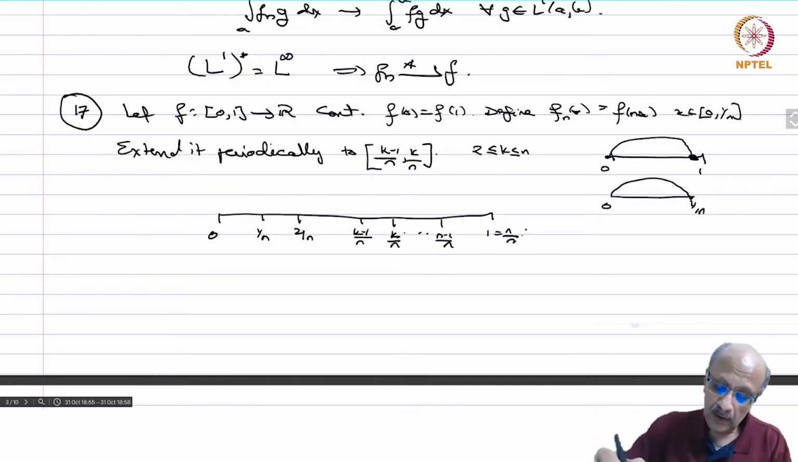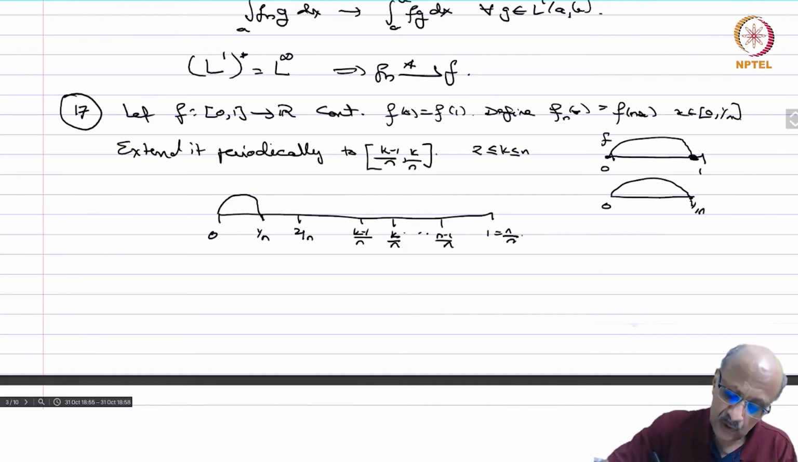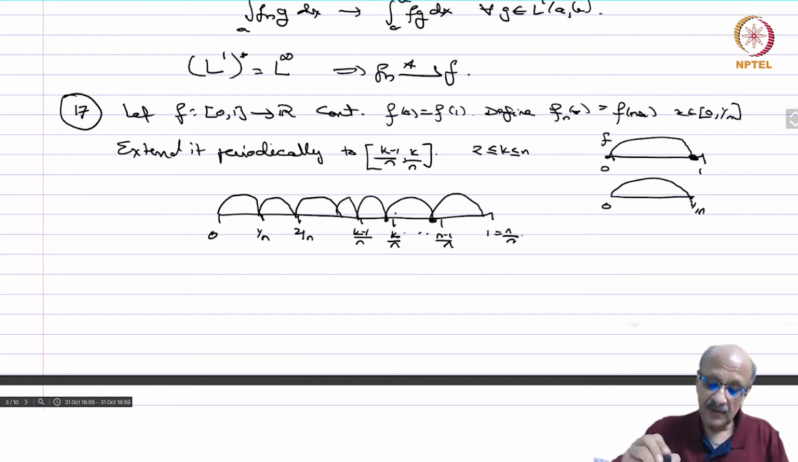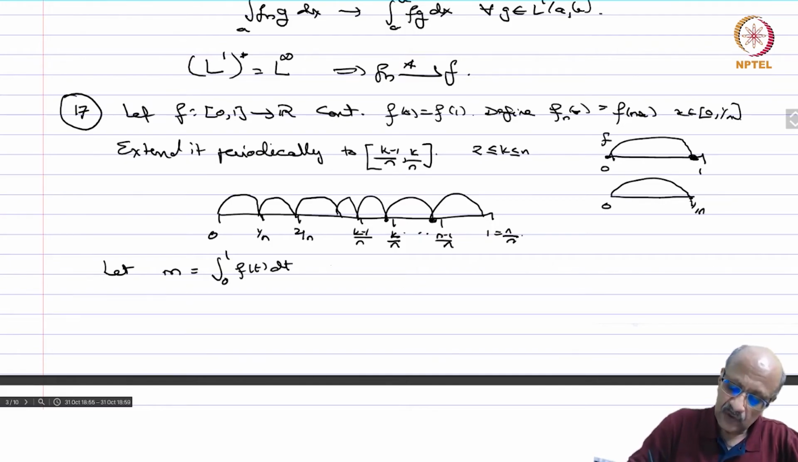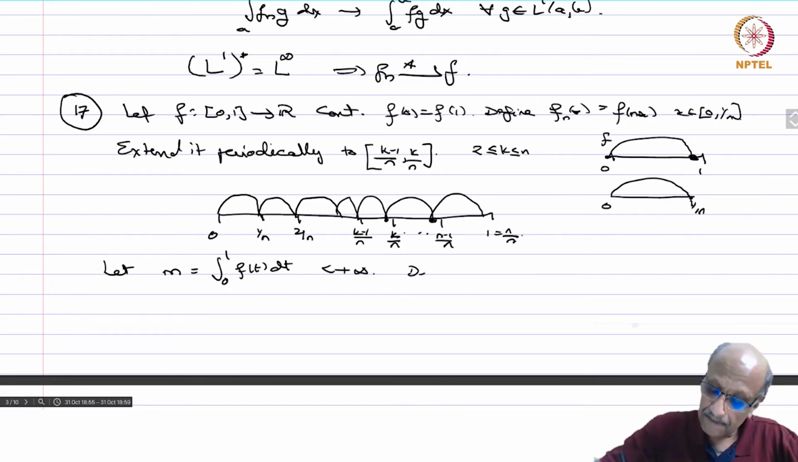Okay, so what you did earlier, you took this function f which is on [0,1] and then you scaled it to [0,1/n]. Now you reproduce the same function like this. So after scaling you simply move that function like this. Okay, so let m equal integral from 0 to 1 of f(t) dt, which of course will be finite because f is a continuous function. Okay, so then define g(t) equals m for all t in [0,1].